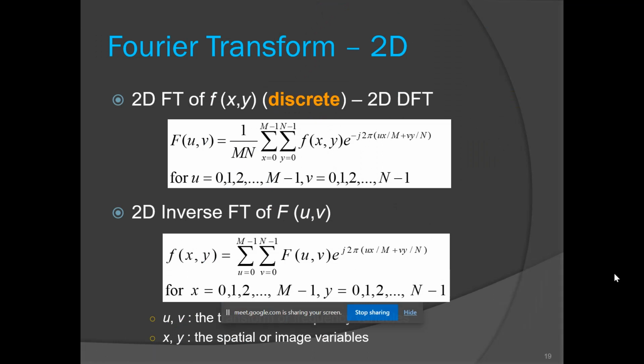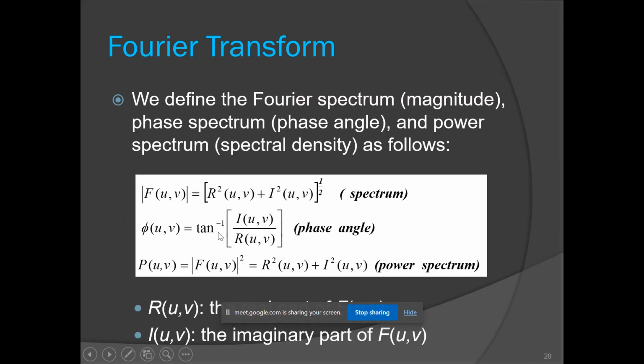So the only change is that here we have a minus sign, here we have a plus sign, and there is no 1 by mn here. If you have a square image, usually we write 1 by n here, and in the inverse Fourier transform we also write 1 by n. That is perfectly fine. And we have seen these formulas also.